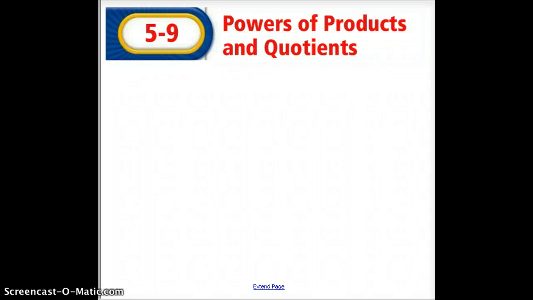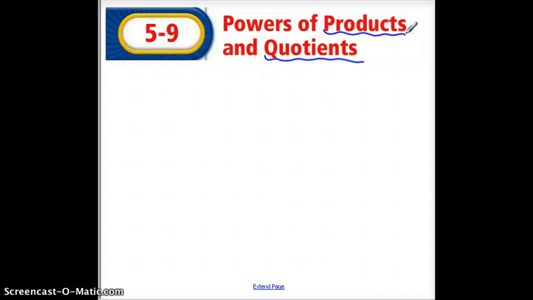Lesson 5-9, Powers of Products and Quotients. All right, last chapter we learned a little bit about exponents. Today we're going to use those same rules, except we're applying them to when we have products and quotients.